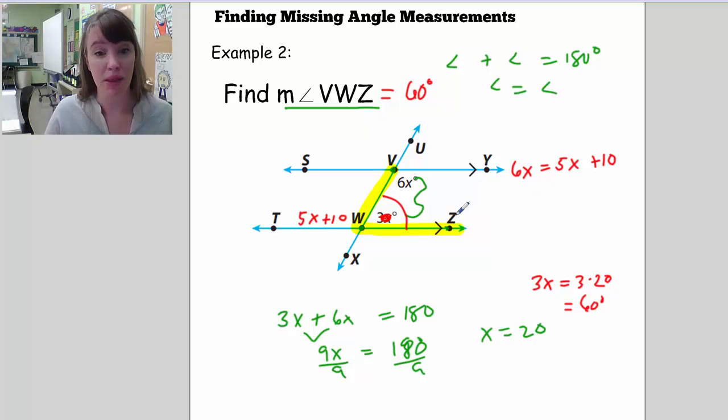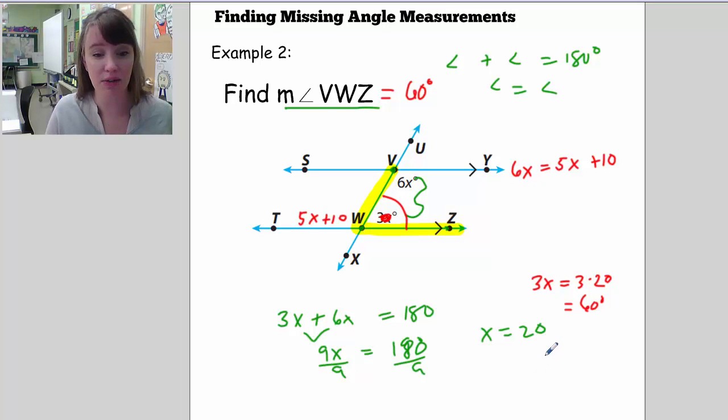And then you would still find out what x is, and that's an intermediary step because you need to put x back into the expression to get the actual angle value. Okay, and that's it. That's the end of the lesson for today.